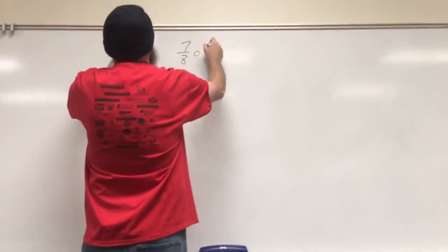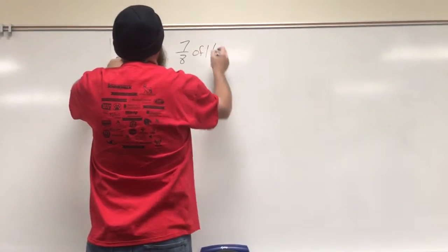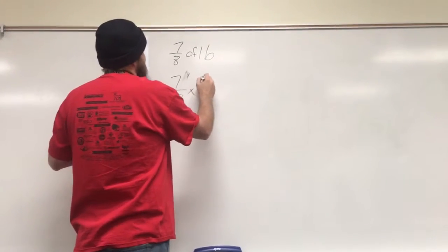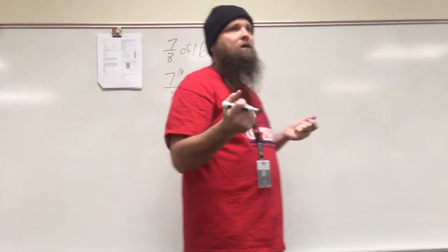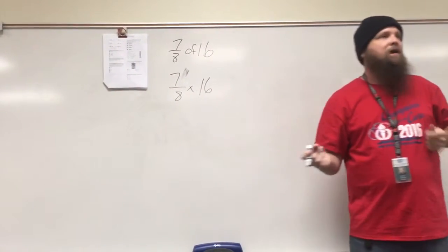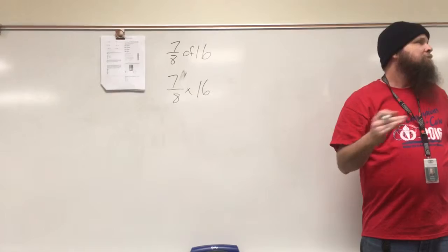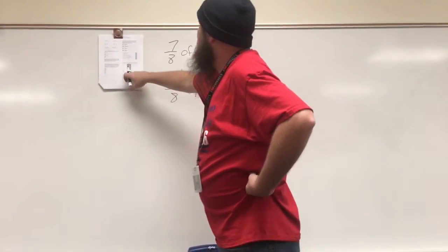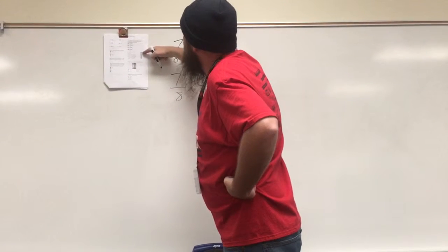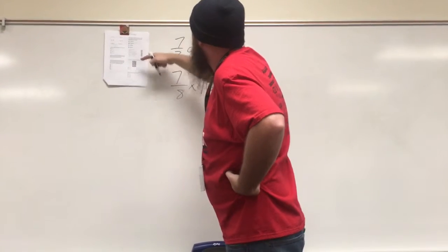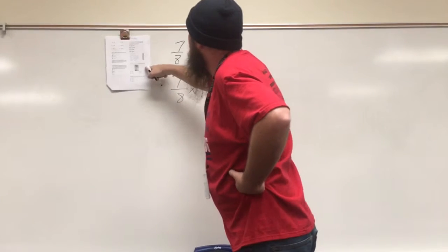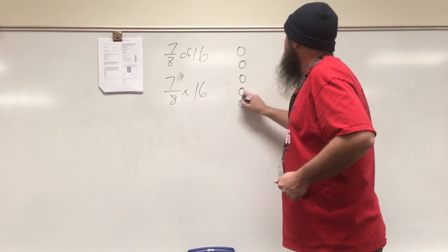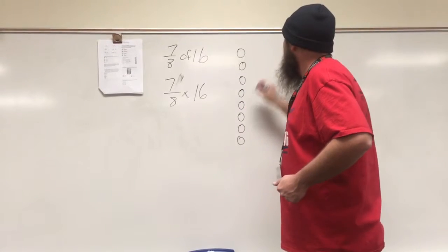7/8 of 16. And 7/8 times 16 is the same. Of or times is the same. Okay? So now, it also draws, let's see, 1, 2, 3, 4, 5, 6, 7. 7 rows? Or 8 rows? 8 rows of 2. 1, 2, 3, 4, 5, 6, 7, 8.